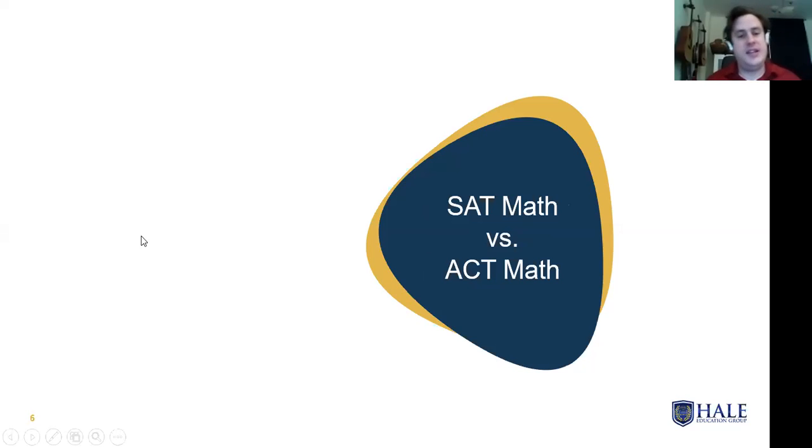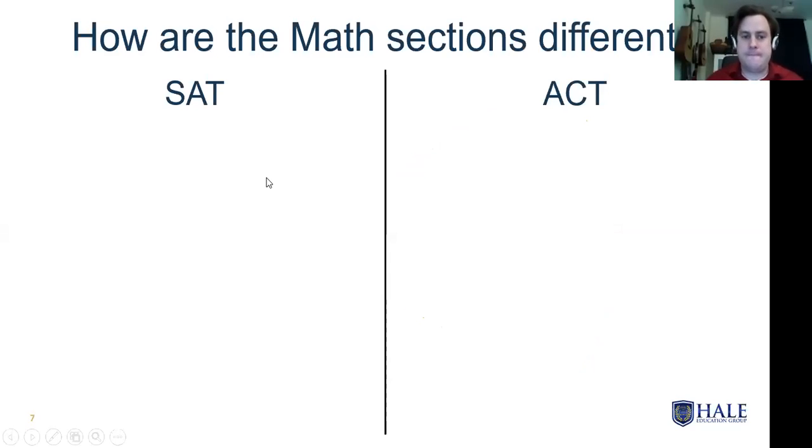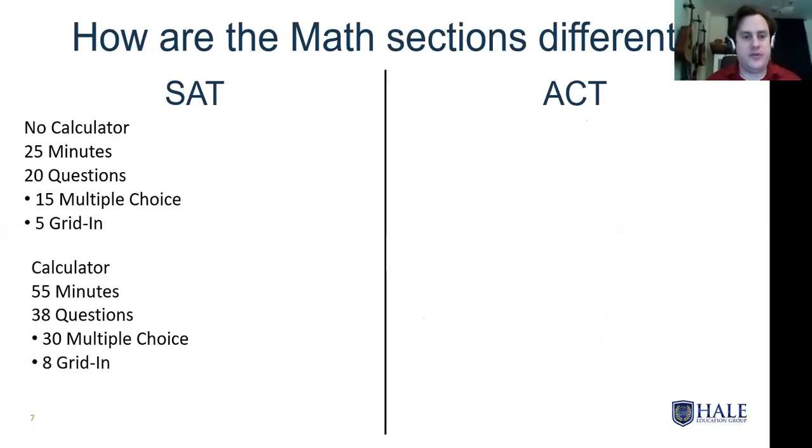So today, as I mentioned, I'm going to talk to you about the SAT math versus the ACT math. So how are these math sections different? Well, let me give you guys a brief overview. The SAT has a no calculator section. You get 25 minutes to do 20 questions. 15 of those questions are multiple choice, and 5 of those questions are grid-ins.